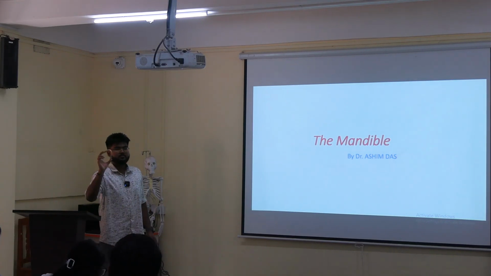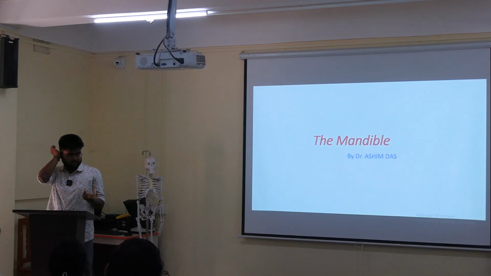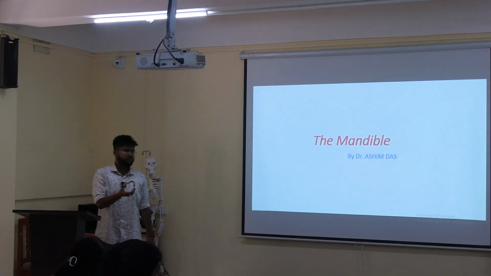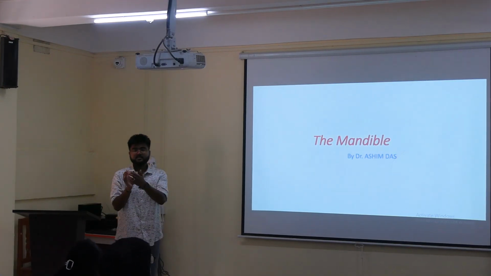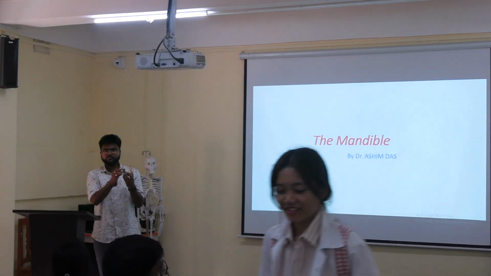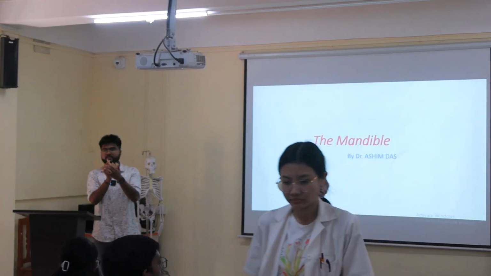So this is basically which bone? Mandible bone. And where is this bone mainly located? Yes, lower jaw. This bone has mainly two parts. One is the body, another is the ramus. The two rami are present here, and this is the body of the mandible.